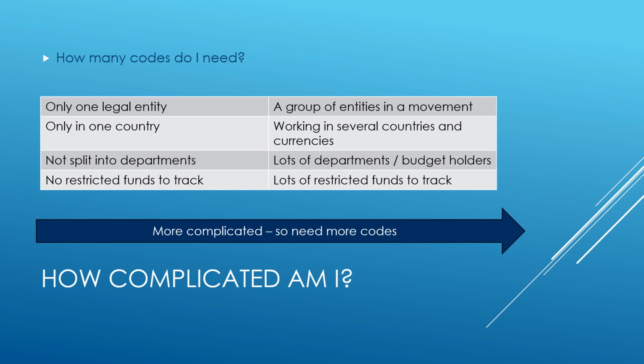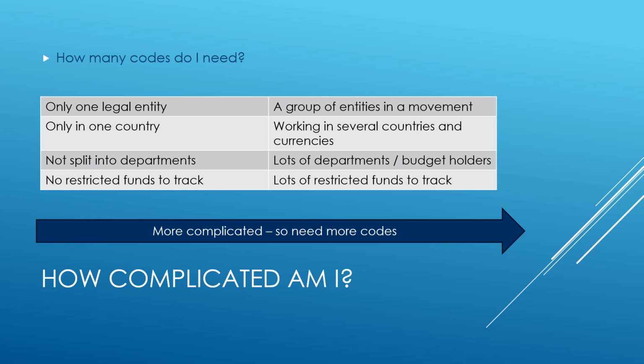So the more codes you build up, the more ways you have to slice and dice it because of the complication of your charity, the bigger the system needs to be to accommodate that. As you go to the right on this screen, it gets more complicated. So if you go from one legal entity to lots of legal entities in a group or a movement that you want to bring together, that's a code.